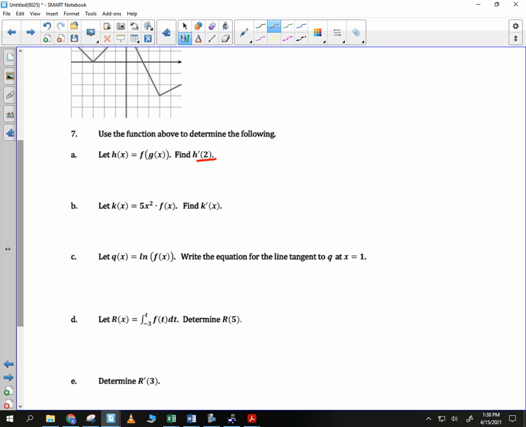It's the chain rule. What's the inside function? g of x. So g prime, the derivative of the inside, times the derivative of the outside, with the inside left alone, right? So I want to determine that. So I do g prime of 2 times f prime of g of 2.